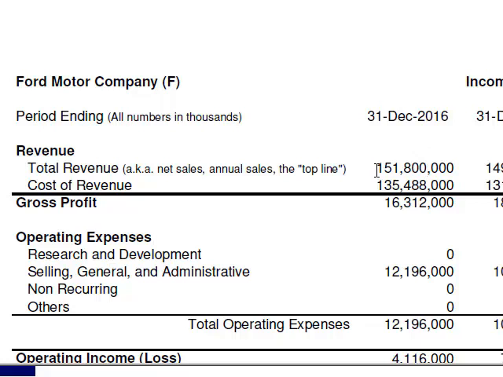But they had to spend a lot of money to make those cars, folks. It takes a lot of money to make a car. And so they paid out $135.5 billion in what is called the cost of goods sold, or cost of revenue. And so they're left with a gross profit of $16 billion.